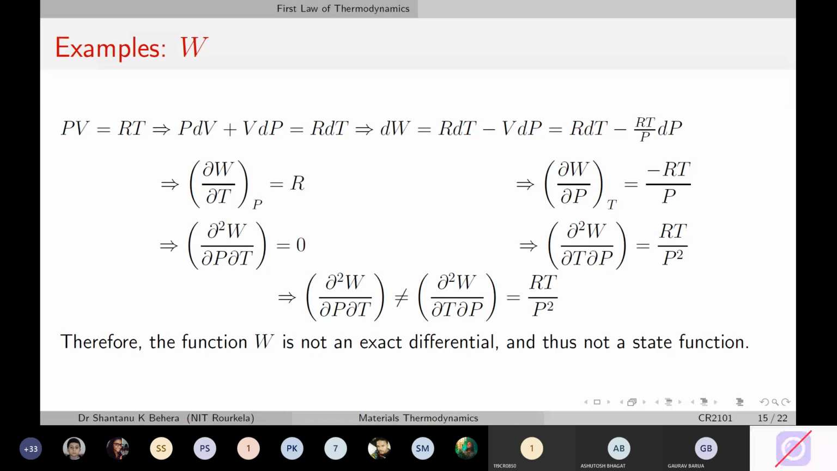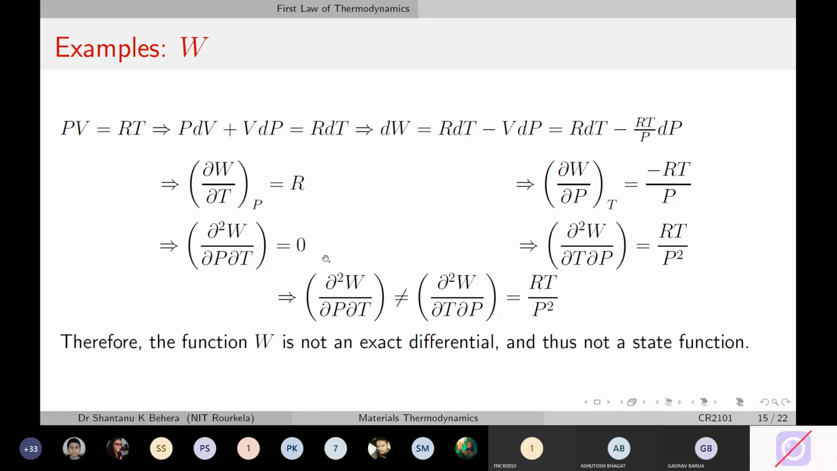Now what we need to do is find whether the function is an exact differential or an inexact differential by taking partial derivatives. From this expression, dW is RdT minus RT dP by P. You take a first derivative with temperature, del W by del T at constant pressure, which gives you R. Then for this quantity you take another derivative with regards to P, because you had kept P constant here. Now del square W by del P del T gives you 0, because it's a constant.